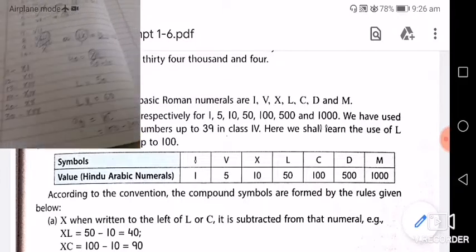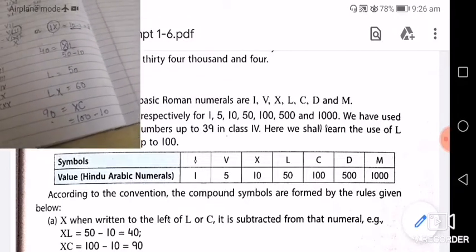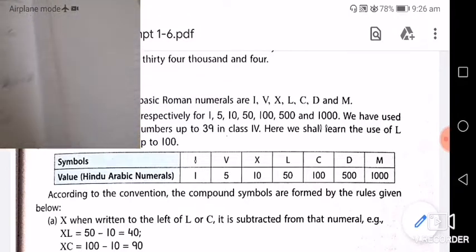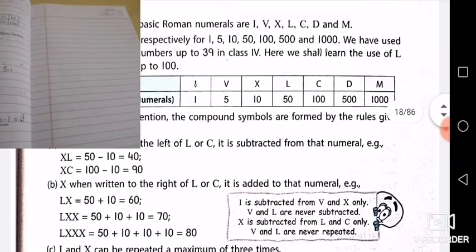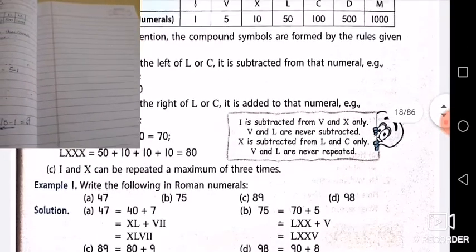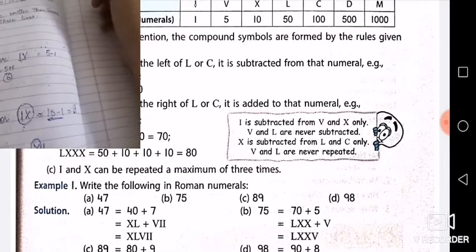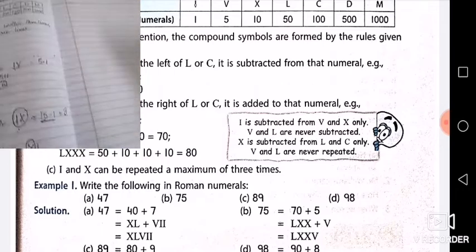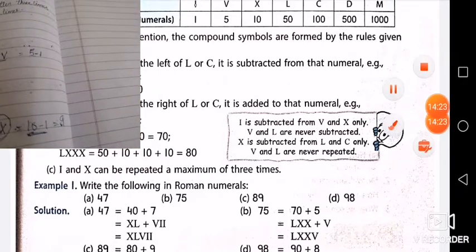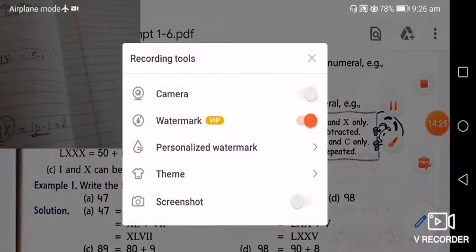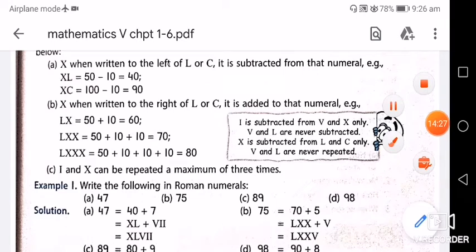Okay. Now as we are going to do the questions, along with the question only I will explain all these. I have told you the basics, and along with the question you will be able to understand. Now see example 1. Write the following in Roman numerals.